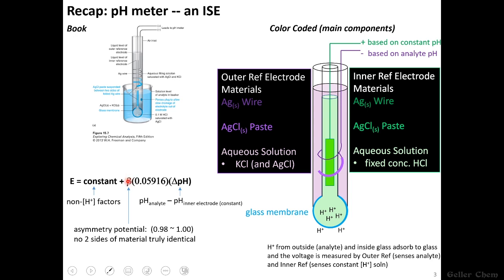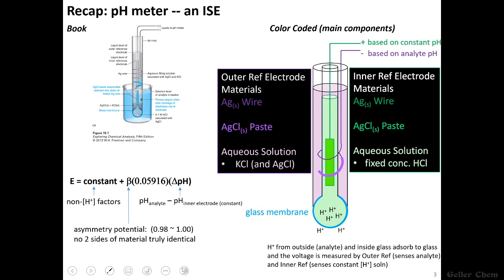The other term is this beta symbol, which stands for asymmetry potential. It accounts for the fact that no two sides of a material are truly identical. In the context of a pH probe, what it's addressing is the fact that the glass on the inside of this bulb is not identical to the glass that's on the outside of the bulb, and that will have some minor effect on the generated voltage. But notice, at most, it causes this value here to deviate to 0.98 of its normal value.